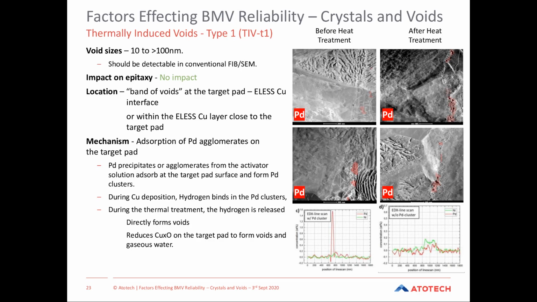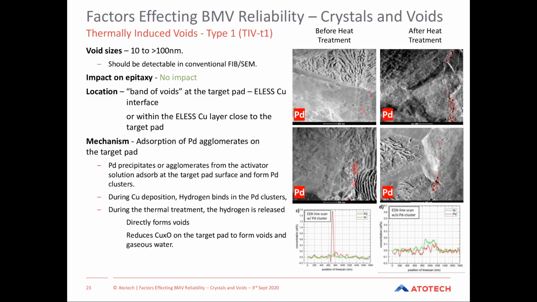Hydrogen and palladium have very high affinity for each other. So high palladium is going to give high adsorbed hydrogen in that structure as well. During the heat treatment cycle, that hydrogen is released back out of the structure, and it can potentially form gaseous hydrogen itself and create a bubble. But what's more likely to happen is it will reduce any oxides that are present in that structure, produce water vapor, and then we get the void. So this thermally induced system, we tie down to adsorption and precipitation of the activators and then reduction of copper oxides.